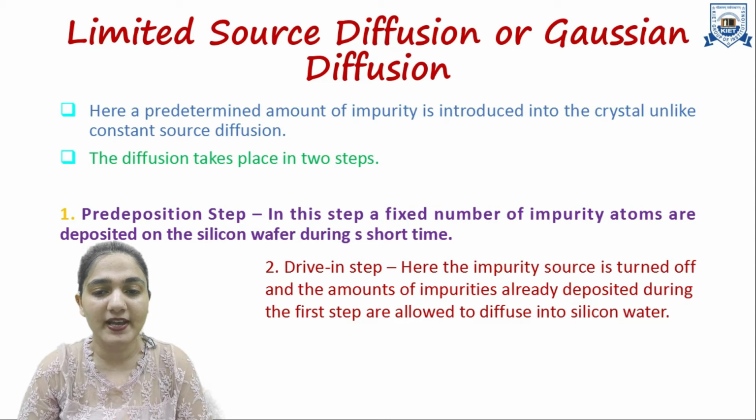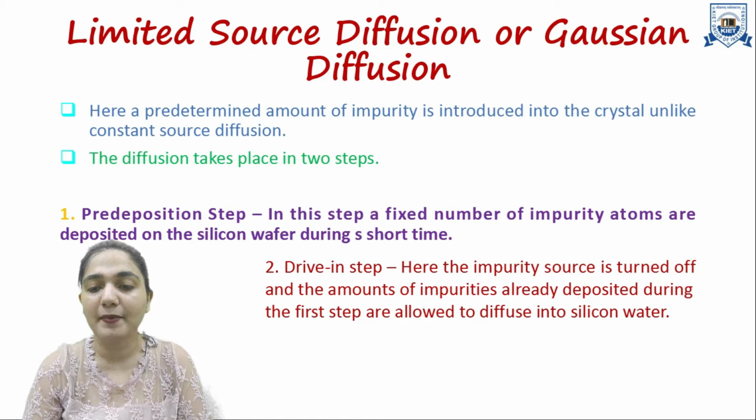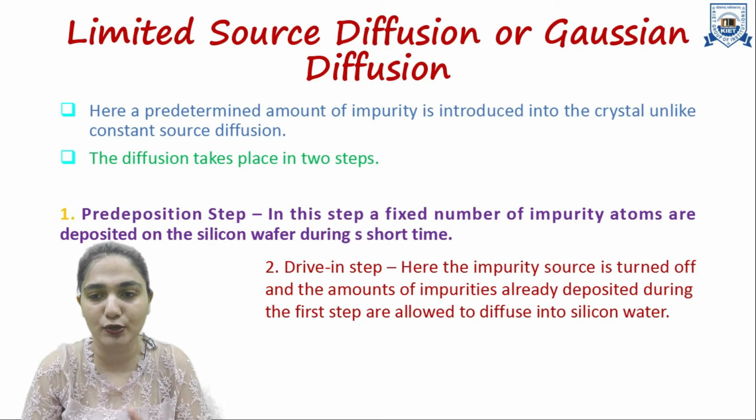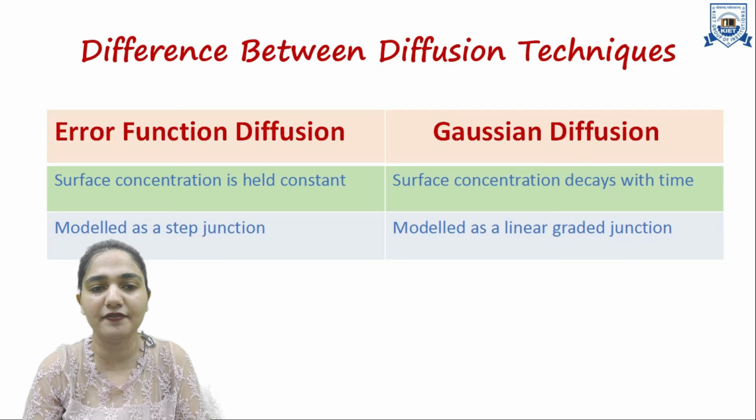So diffusion takes place in two steps here. First is the pre-deposition step. In this step, a fixed number of impurity atoms are deposited on the silicon wafer during a short time, and this step occurs at a lower temperature as well. Then we have the drive-in step. In this step, the impurity will diffuse into the solid, and we are giving the higher temperature. Here the impurity source is turned off, and the amount of impurities already deposited during the first step are allowed to diffuse into the silicon wafer.